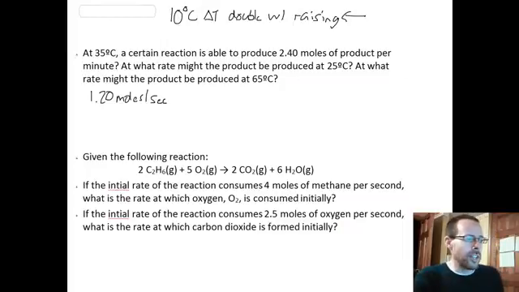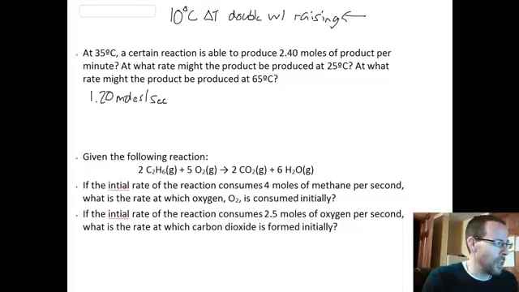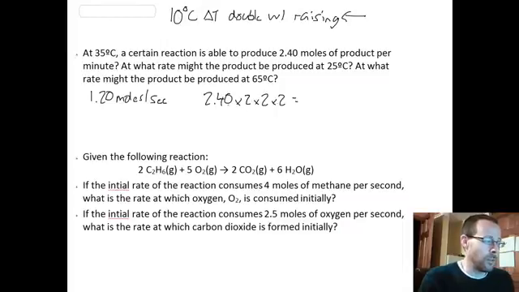And if we look at the second example, at what rate might the product be produced at 65 degrees Celsius? So 65 is 30 degrees higher than 35 degrees, so we need to double 2.4 three times. We have 2.4 times 2, that's 10 degrees, times another 2, that's 20 degrees, times another 2, that would be 30 degrees, which is what our temperature change is. So 2.4 times 2 times 2 times 2: 2.4 times 2 is 4.8, times 2 is 9.6, times 2 would be 19.2 moles per second. So the rule of thumb is that for every 10-degree temperature change, our rate doubles.